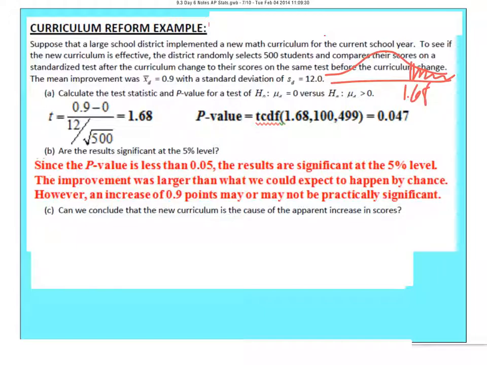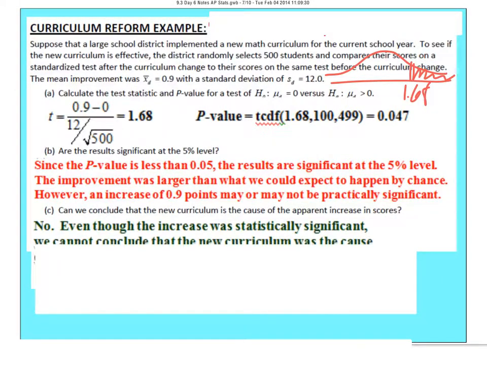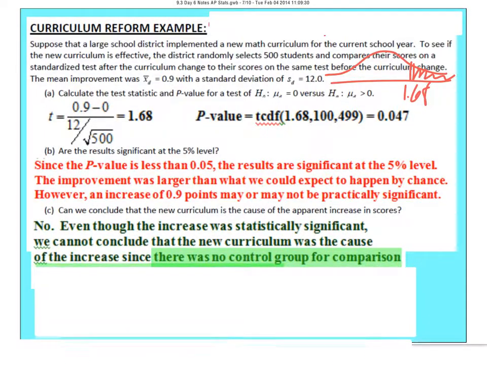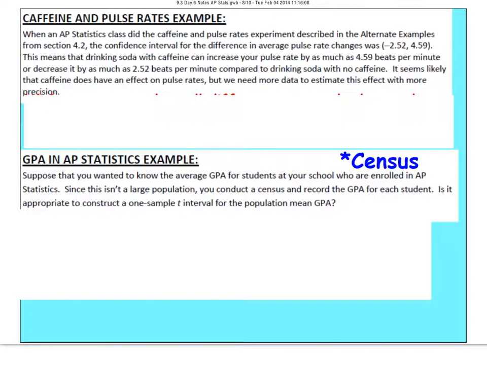Part C, can we conclude that the new curriculum is the cause of the apparent increase in scores? Now, remember from Chapter 4, in order to make cause and effect conclusions, an experiment must have taken place. So in this one, be really careful. No, even though the increase was statistically significant, we cannot conclude that the new curriculum was the cause. There was no control group for comparison and no random assignment of the actual treatments. So we have to have a true experiment going on in here with the random assignment and control group for this to actually work.